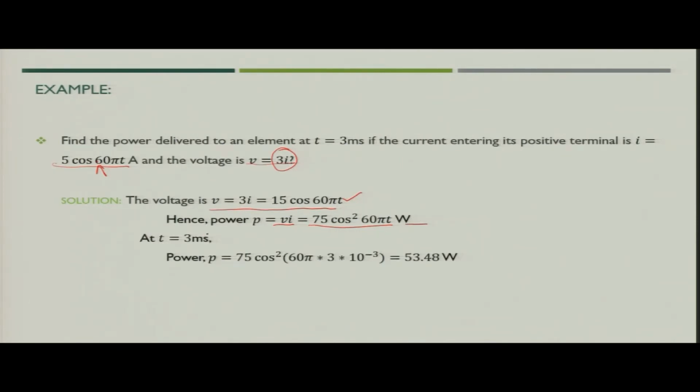Now, you need to find out the power delivered to an element at time t equal to 3 millisecond. It means that you have to simply replace t with the value of 3 millisecond, and when you simplify you will get the power delivered to the element, that is 53.48 watt.